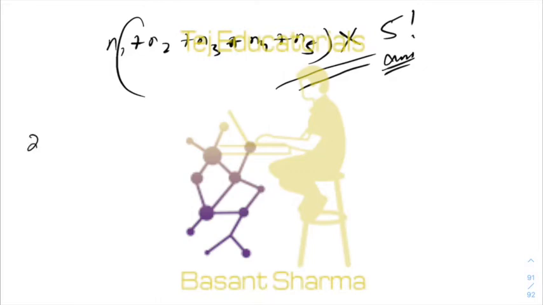Now if I say the number of objects given to A must be greater than the number of objects given to B. All right, the number of objects given to A must be greater than the number of objects given to B. Now note that, now this is the interesting thing.